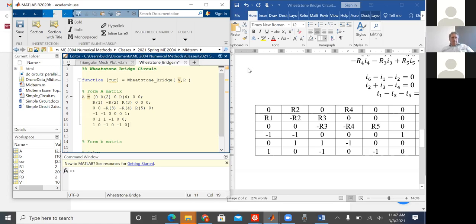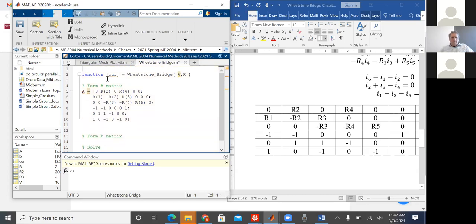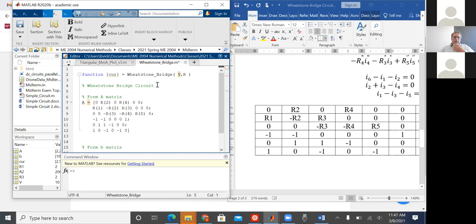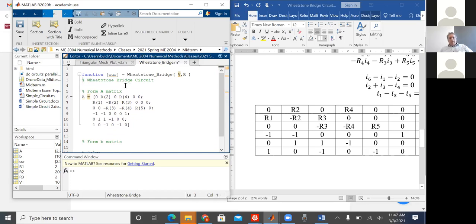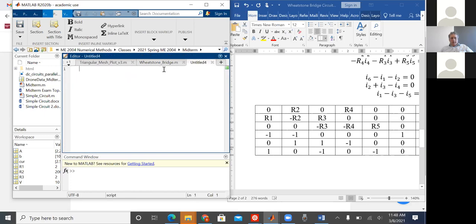Well, what we're going to do is form a Wheatstone Bridge driver here. Let's form the driving program right now. Cut. This is the description, Wheatstone Bridge circuit. And I think if you put it there, it'll come up with that. We're going to have to form a new one. And in here, what we're going to do is input the parameters.